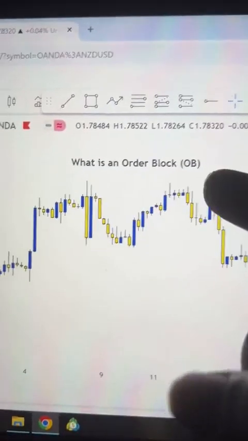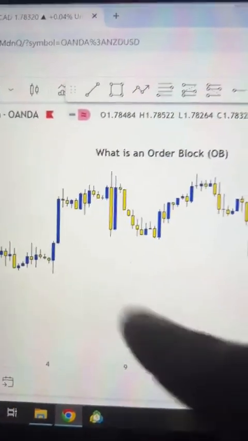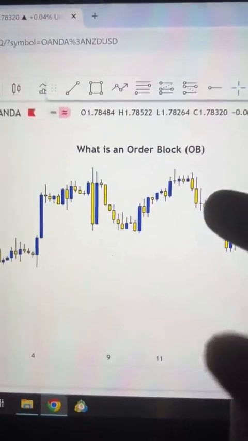What is an order block, and how to correctly mark an order block in your chart. This is one of the most common questions I've been getting from you guys, so I want to try my best to simplify it in this video. After watching this video, I bet you'll be able to mark your order block in the chart.